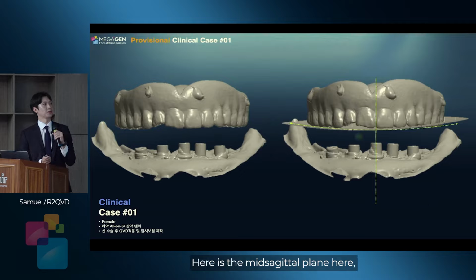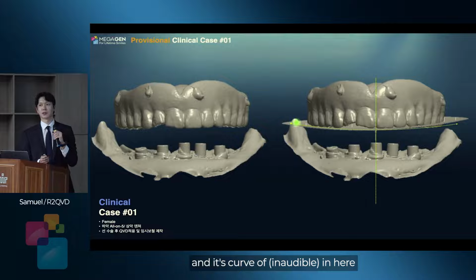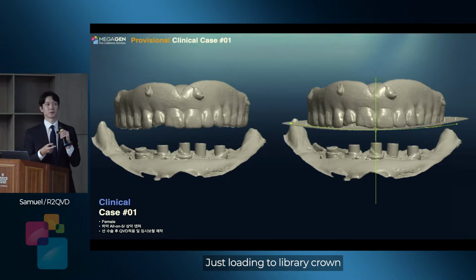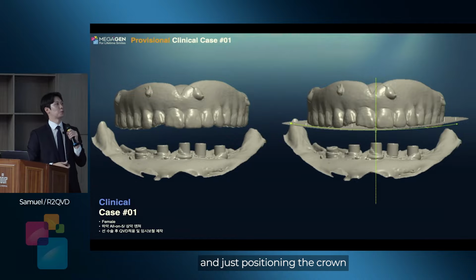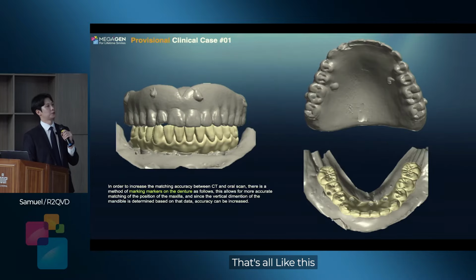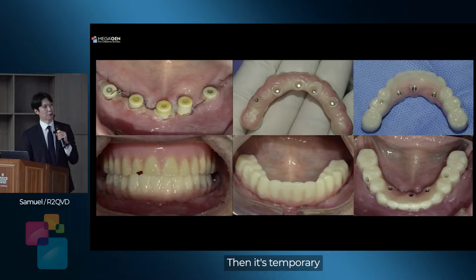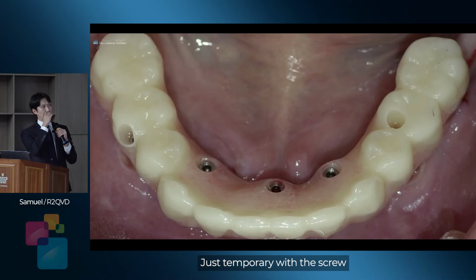It's very simple. Here is the mid-sagittal plane, and the curve of Spee and Wilson here. Just load the library crown and position the crown. That's all, like this. Then it's temporary, just temporary with the screw.